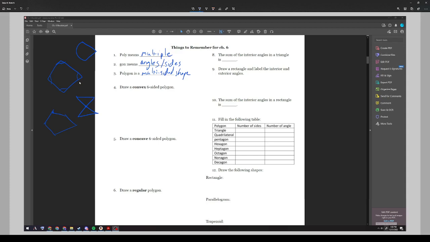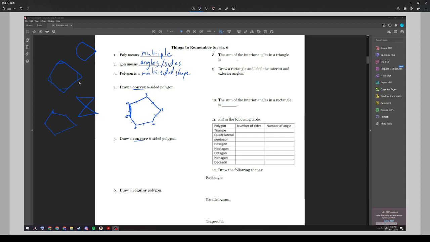Okay, so the next thing we need to review is convex versus concave. So remember, convex means that all of the corners point outward. None of them point back into the shape. So a convex six-sided polygon would be a hexagon, and I could draw it something like that. So 1, 2, 3, 4, 5, 6. Not drawn terribly well, but you get the idea. That's kind of a hexagon. And it's convex because all the corners are pointing outward. And you could also think of that as all the interior angles are less than 180 degrees.